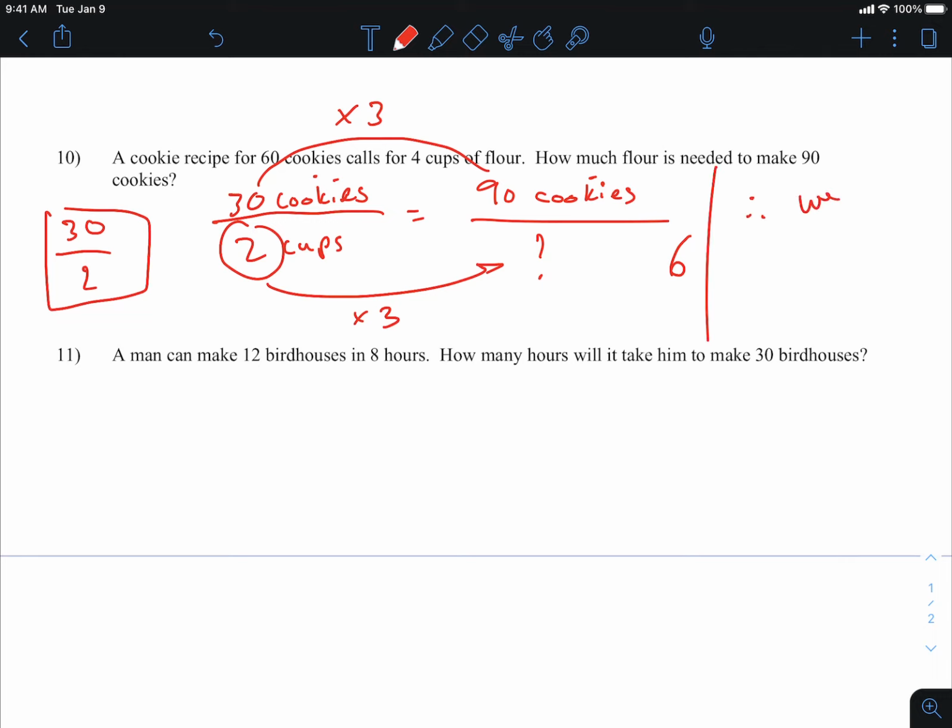Therefore, we need 6 cups of flour to make 90 cookies. Is that okay? Okay. Does anybody have any questions? This is actually a very useful skill. Very, very useful. It was a fun question as well. Yeah, everybody likes cookies. I mean, not for the food writers.